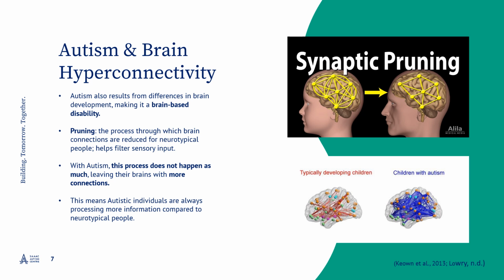On the left, in the brain of a typically developing child, you can see there are fewer connections compared to the brain on the right of an autistic child, which has many more connections. This means that autistic people are processing more information compared to neurotypical people, and that is why they might need extra time, support, and reassurance along the way.